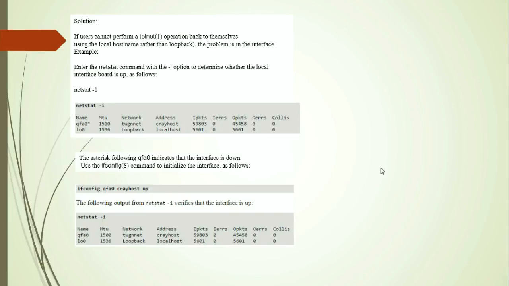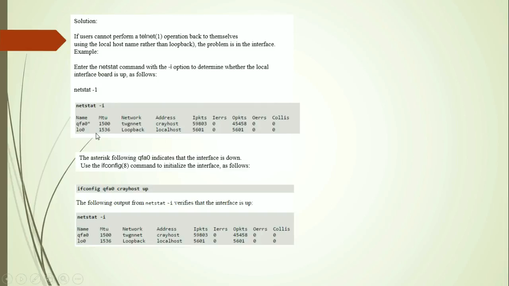number one, if users cannot perform a telnet operation back to themselves using the local host name rather than loopback, the problem is in the interface. I cited one example here. Enter the netstat command with the -i option to determine whether the local interface board is up. Here's the print screen of the command.